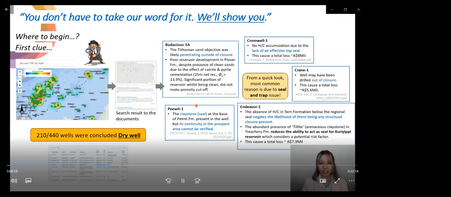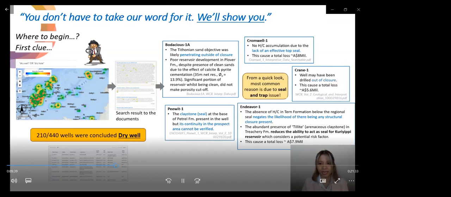Here are some extractions from several well reports to show you why these wells are dry. For example, in Bodacious 1A, it says here that the Tithonian sand objectives were likely to penetrate outside of closure. Chrome well 1 says that there is no hydrocarbon accumulation in this well due to the lack of effective top seal. This had actually caused them a total loss of approximately $8 million. Crane 1 claimed that the well may have been drilled outside of closure as well, which cost them $5.6 million.